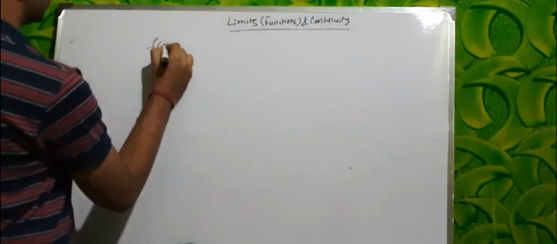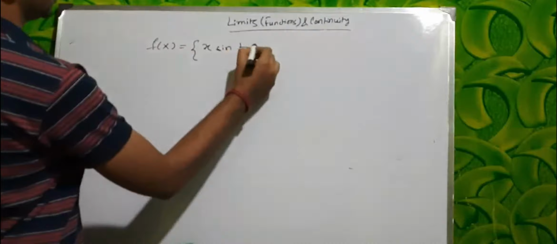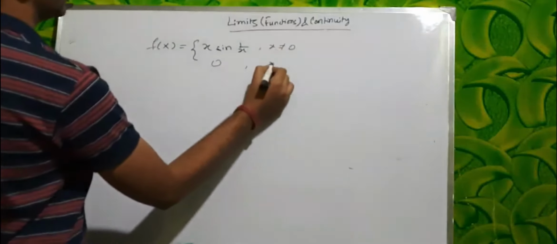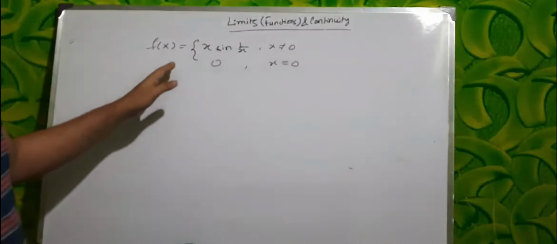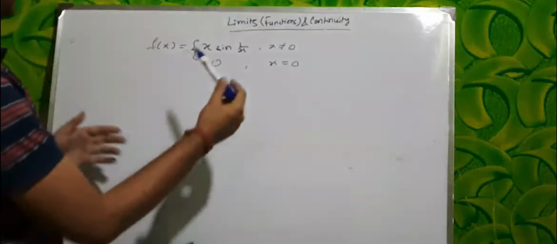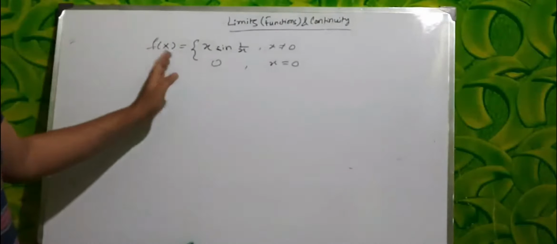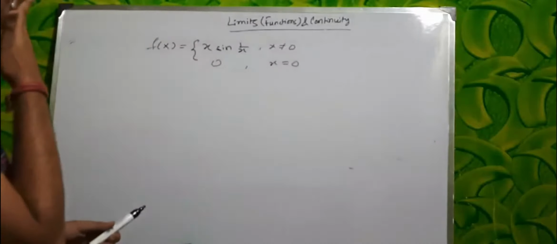Now suppose f of x is x into sine of 1 over x for x not equal to 0, and 0 when x equals 0. So we can partly define a function to make it continuous at a point. If we haven't defined this, if we haven't made it 0 at x equals 0, then this f of x would not have been continuous. So how do we prove that f of x is continuous here?